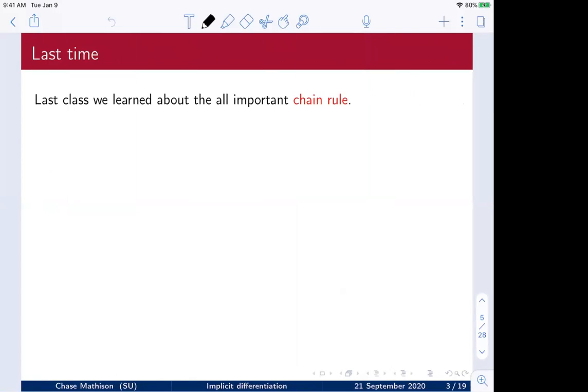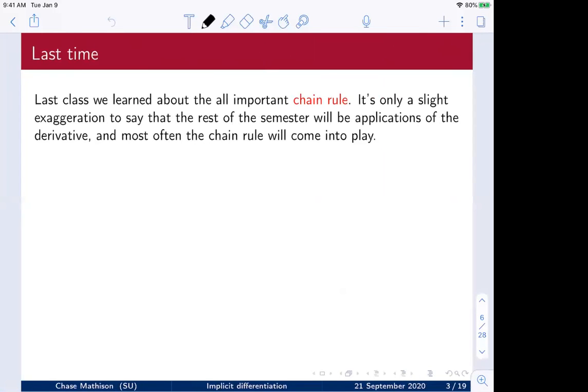So last time we talked about the chain rule. Okay, probably the most important differentiation rule you're going to learn. It's only a little bit of an exaggeration to say that the rest of the semester is just going to be applications of differentiation and really applications of the chain rule. Towards the end of the semester, we'll get into another fundamentally different topic, but really the rest of the semester is mostly going to be how can we use this thing that we've defined here, the derivative, okay?